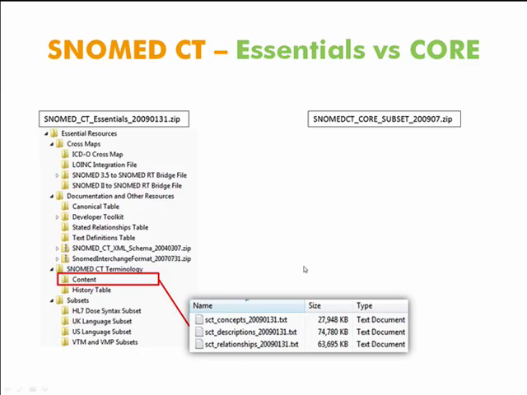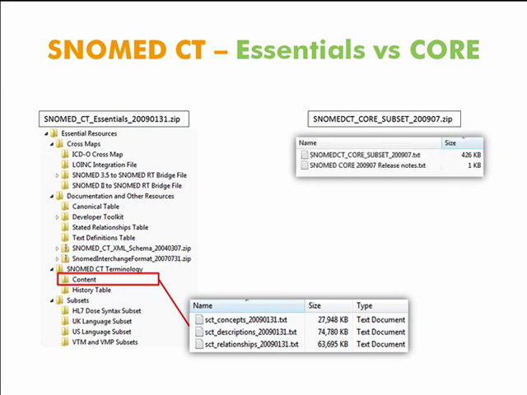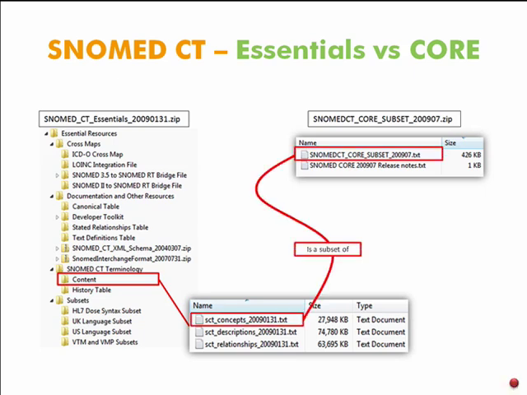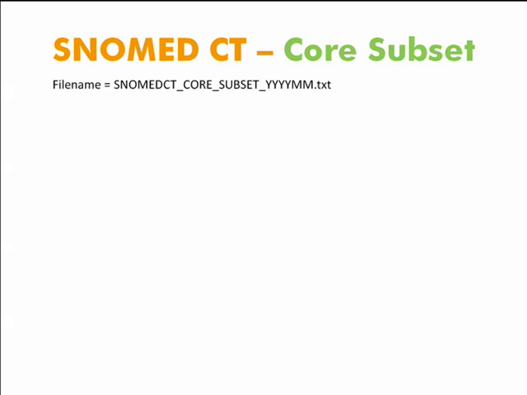Well, if you remember, when you looked at SNOMED CT Essentials, we've got a content folder with these 3 files in it down below. When you get the core subset, you basically get another zip file called SNOMED CT Core Subset with the year and the date. This zip file has 2 files in it, the core subset file and the release notes. The core subset file is basically a subset of the concept file in the Essentials data. So it doesn't have descriptions, it doesn't have relationships, it is just a subset of the concept file. So let's take a closer look. There's the file name, there's the file we're going to be working with in this example.